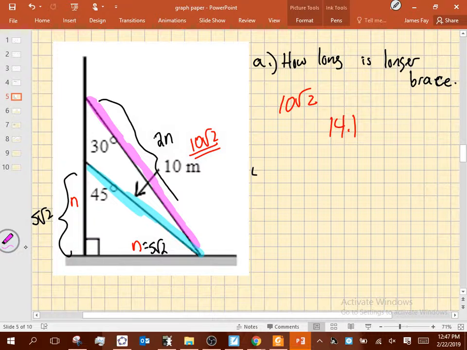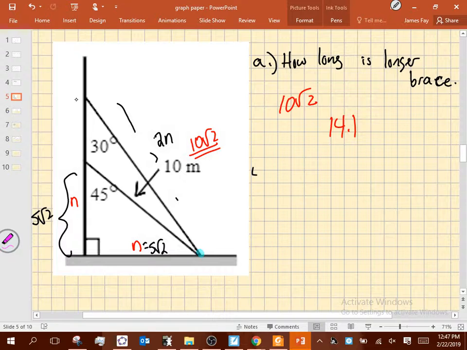If we go back to Math Excel and read the question, it says, how much higher on the building does the longer brace reach than the shorter brace? Does that make sense to everybody? So what they're essentially asking is, do you have the capabilities of finding that little distance right there? Because that's how much higher the longer brace reaches than the shorter brace. And we do have that.